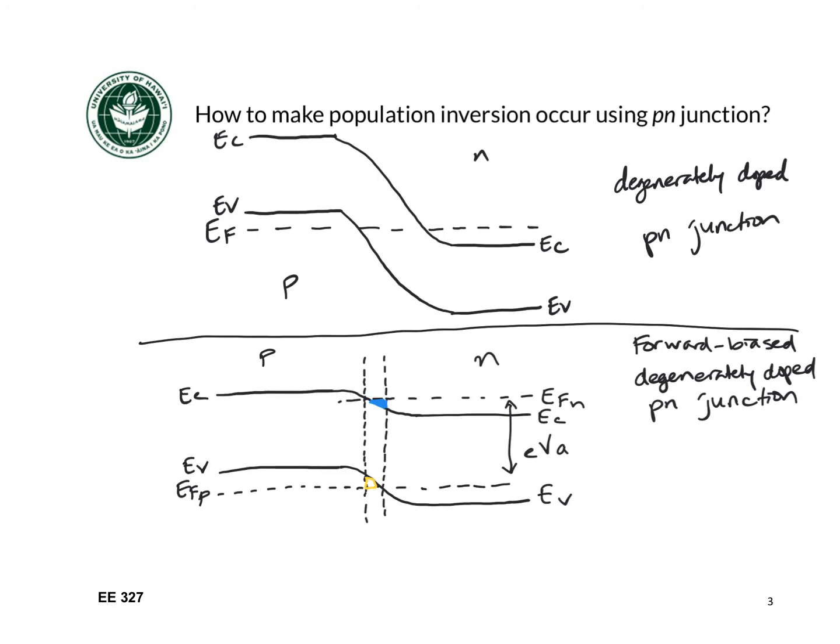And now if I have a photon coming in, that can trigger a transition of the electrons in the conduction band to the valence band. This is photon 1. Photon 1 is not absorbed, it goes through, but I will create photon 2 with the same phase and the same frequency as photon 1. So I'm getting stimulated emission in this p-n junction structure because we were able to create population inversion.